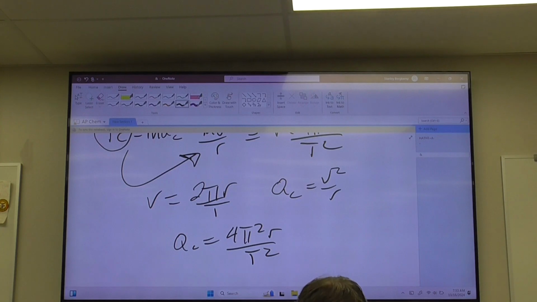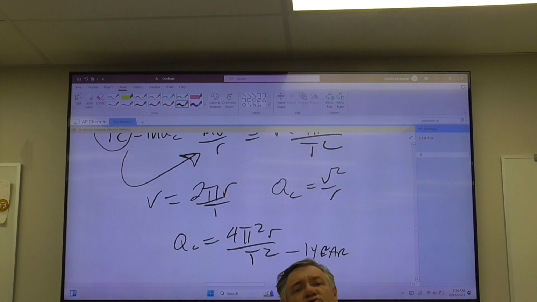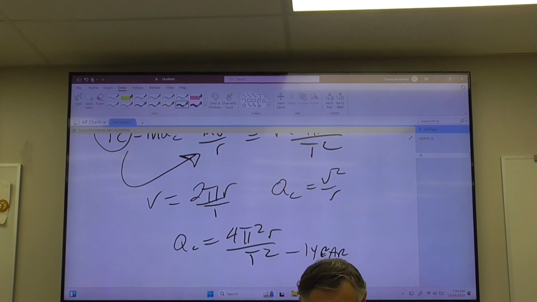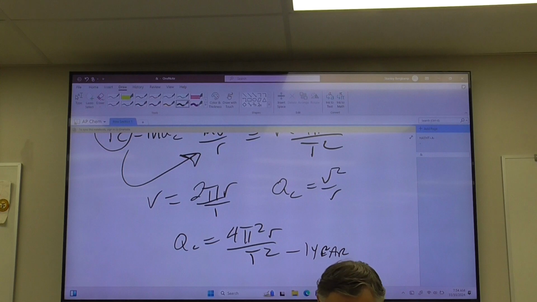When you're changing that 1 year into seconds, and this is a number we're going to be using a lot when we get into gravitational calculations, do not round that number. You keep all of those seconds. That is not a measured value. So when you convert that year into seconds, you keep all of the seconds in a year. Do not round it.